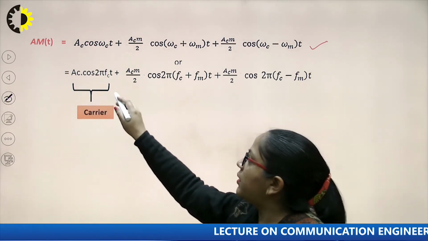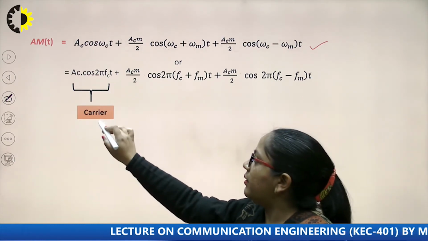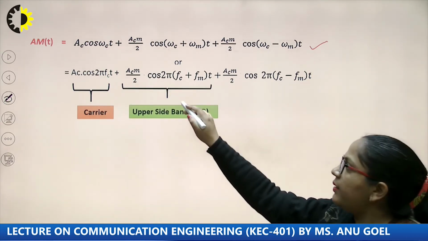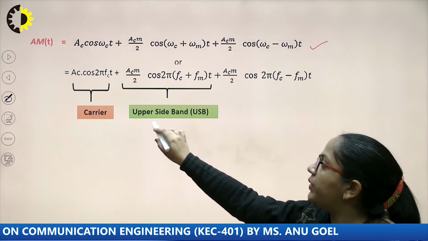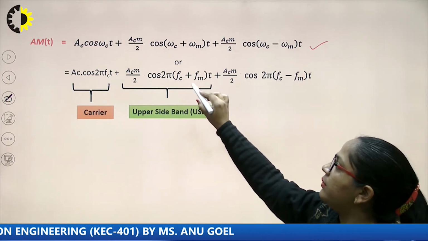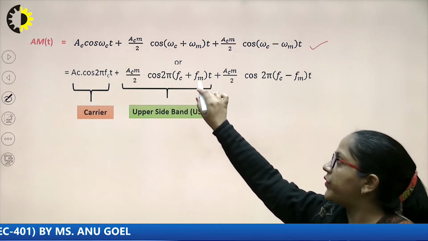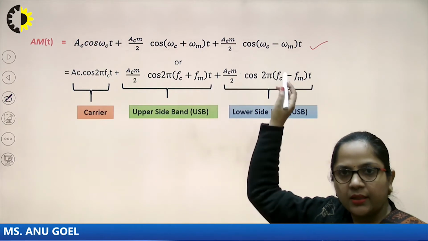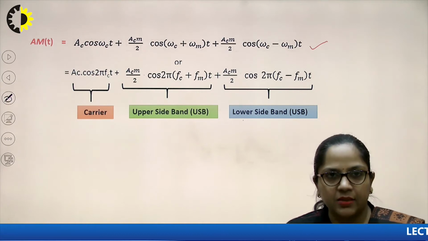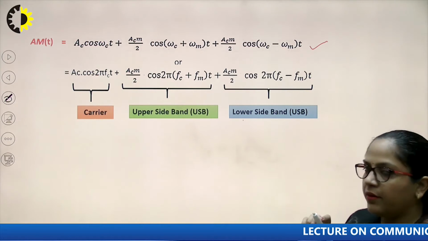The very first term in this modulated waveform expression is the indication of the carrier. The second term is the indication of the upper side band, where we get a frequency a little bit more than the frequency of the carrier, that is the summation of fc plus fm. The third term is called the lower side band, that is LSB, where we get a frequency lesser than the carrier frequency.